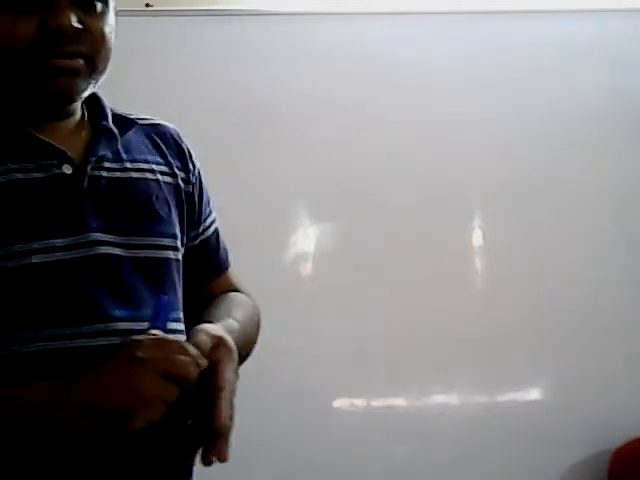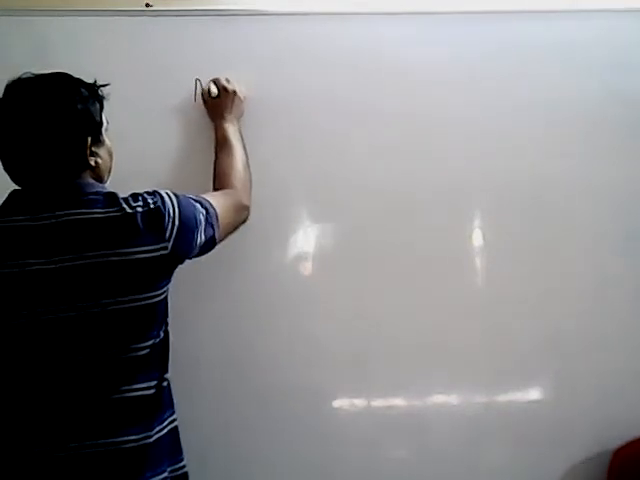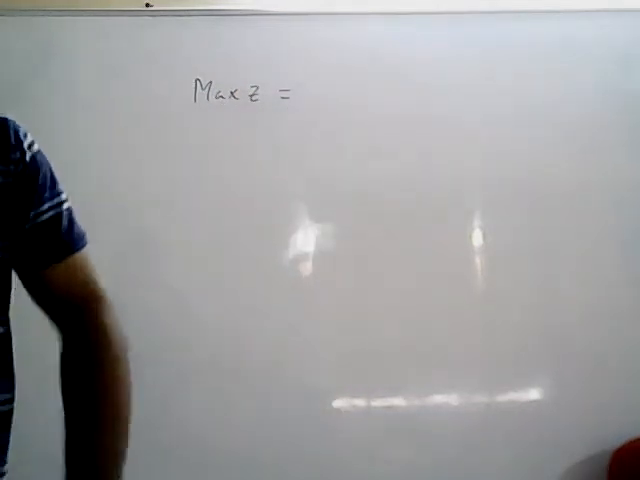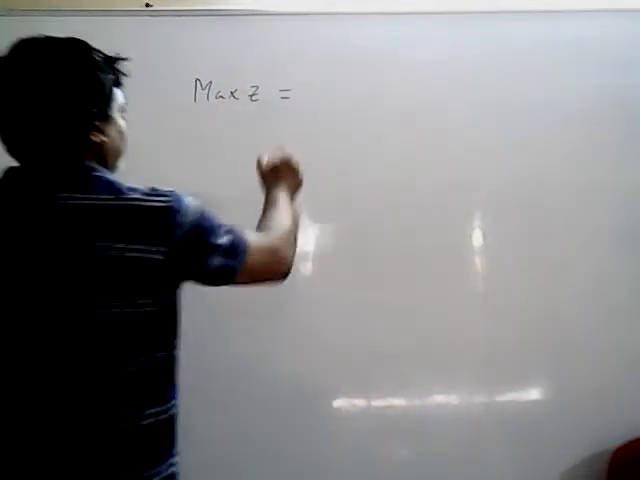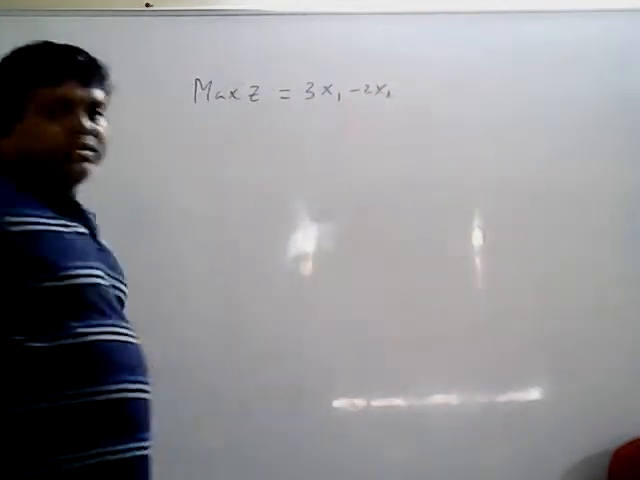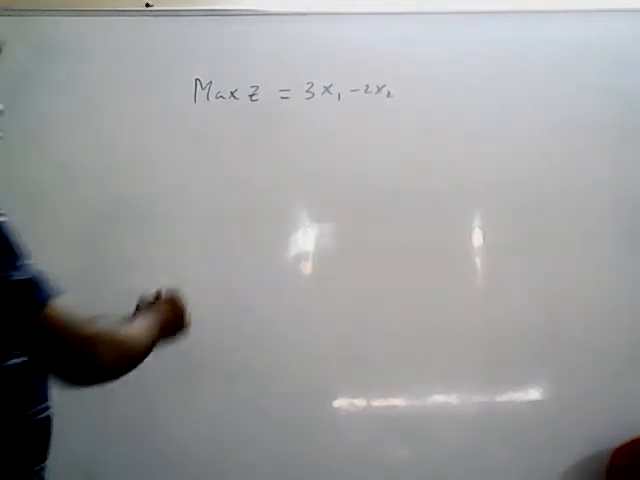Write down: solve the following LPP by using the BigM method. Maximum Z equal to 3x1 minus 2x2. Next line, subject to the constraints.